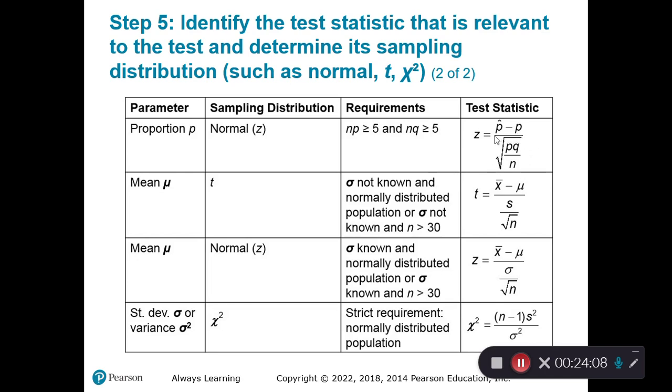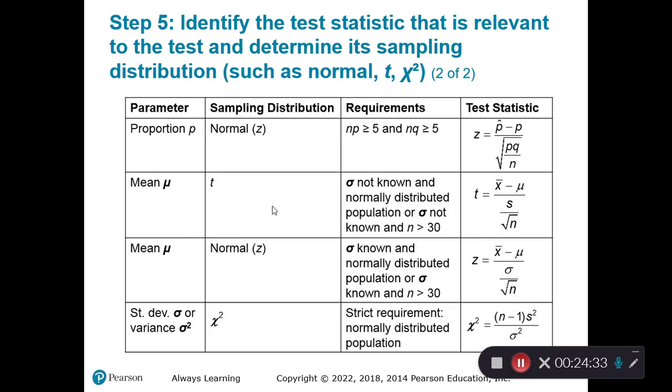And in the denominator, we will have the square root of p times q over n, where q is 1 minus p, so these two numbers add up to 1. Again, we're using the claimed value of p here, so it is that value that appears in the null hypothesis and in the alternative hypothesis. And then q is just 1 minus that number. n is our sample size.